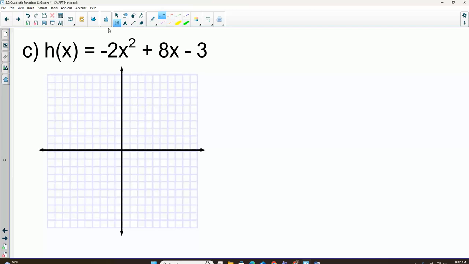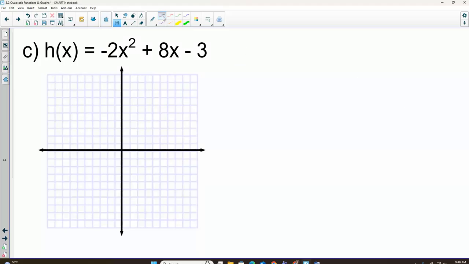Graph it? No. If you are using transformations, what do I expect you to draw first? Parent function. Anytime you are choosing to do the transformations, you must have a parent function. Not needed here because I can't do the transformations anyway, so that was when we went through all of our other steps. So we had to find the vertex.